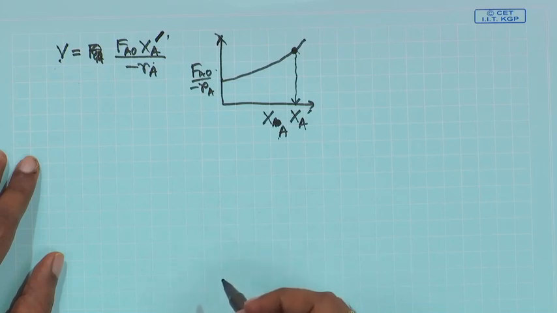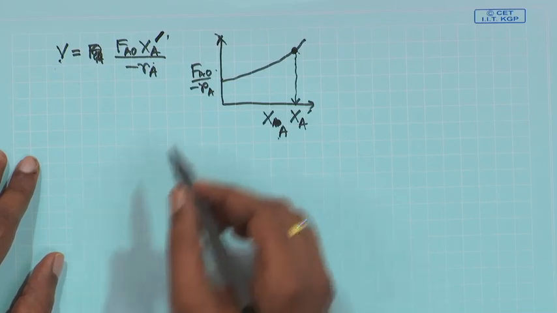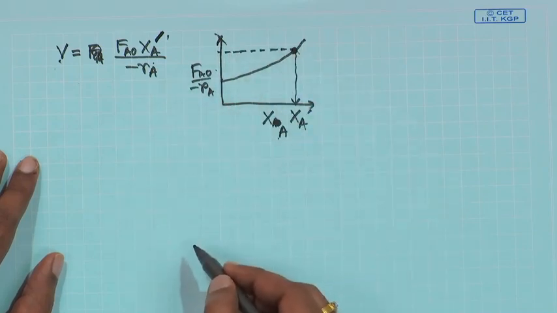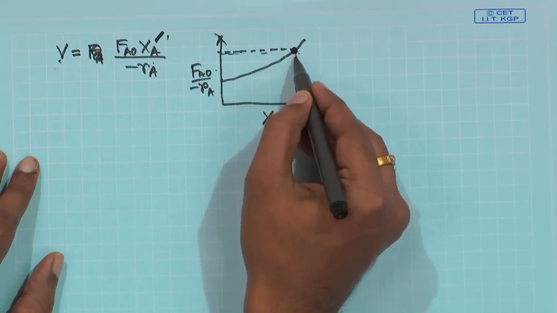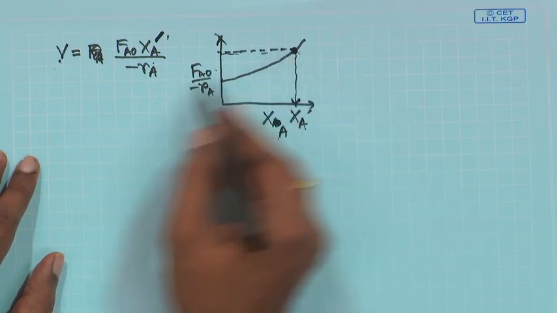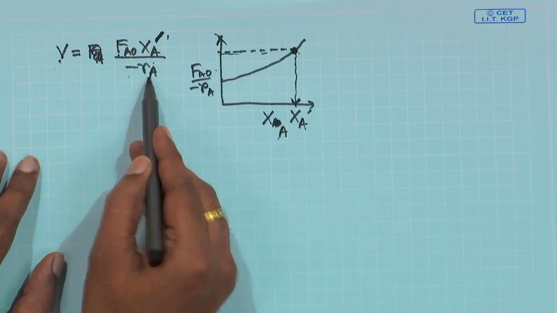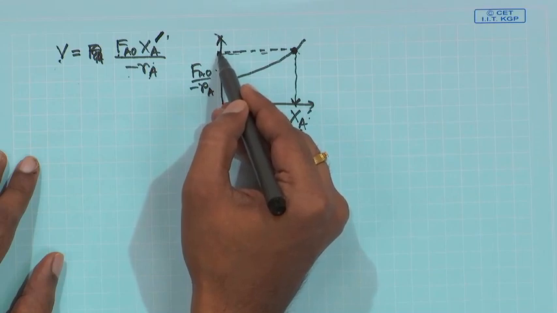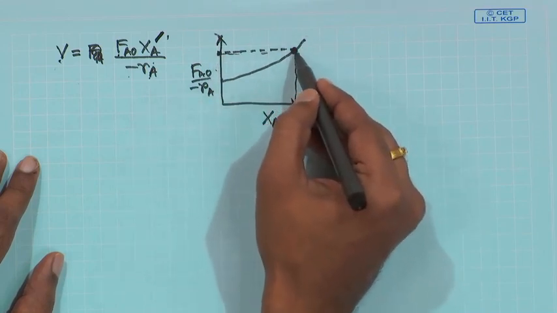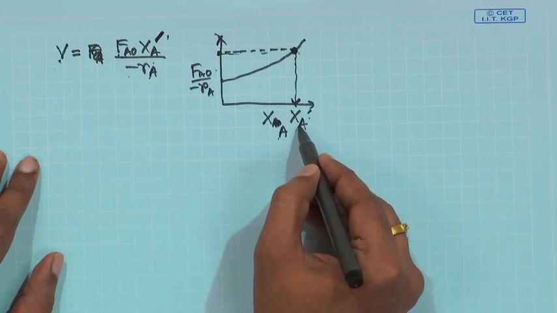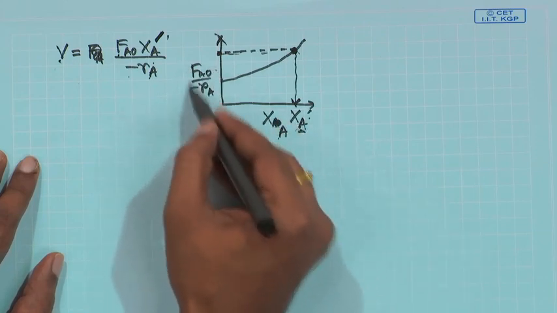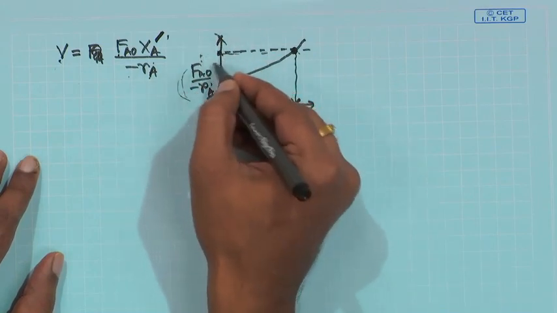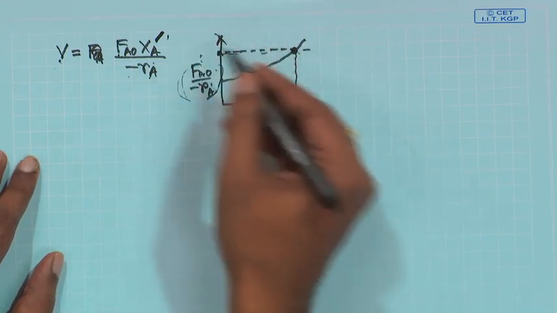Then, if you complete this particular rectangle here, what is the value of F A 0 by minus R A at X A prime? That value is this value. So, at this point the conversion is X A prime, and at this point the value of this plot is this. So, here it is F A 0 by, say, minus R A prime.